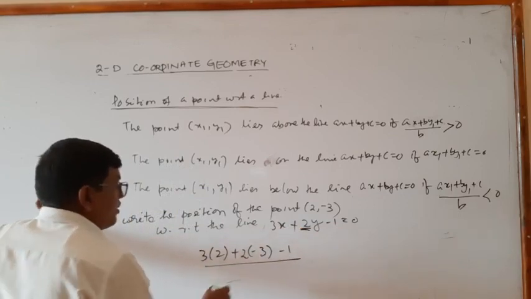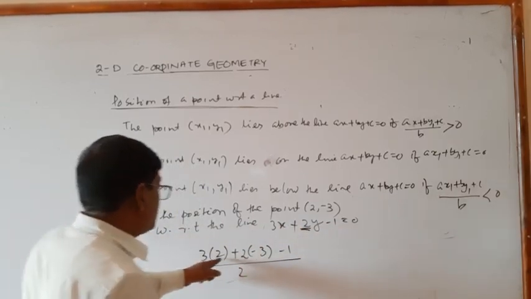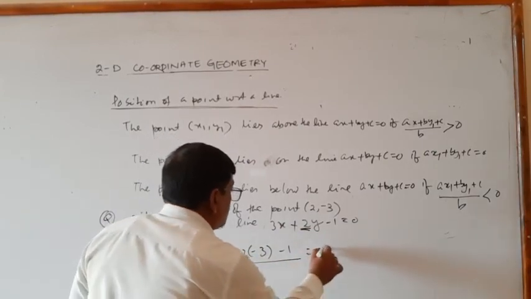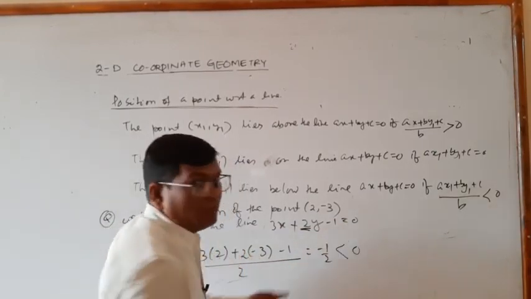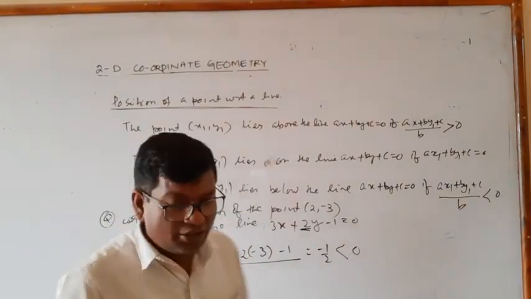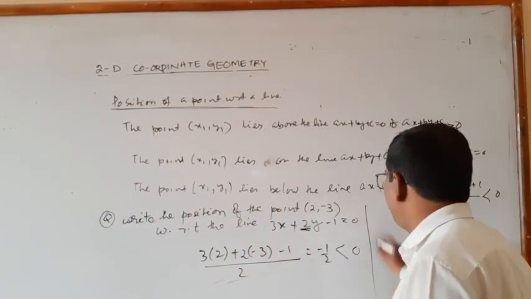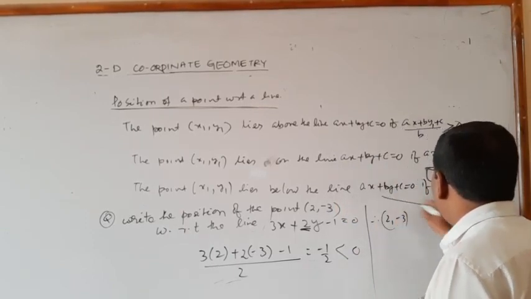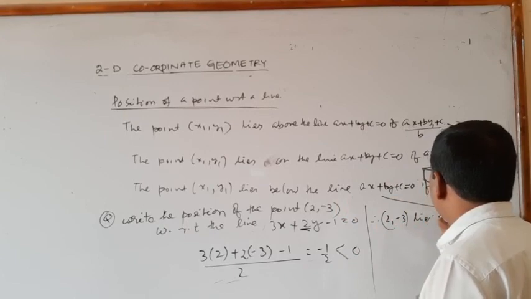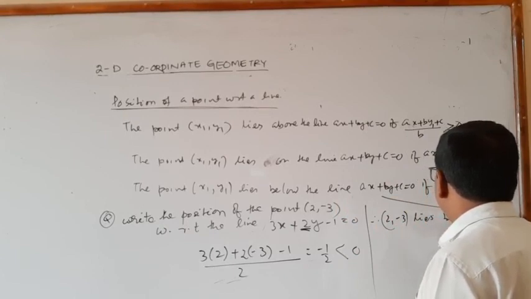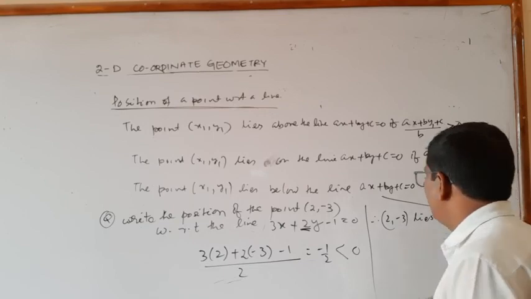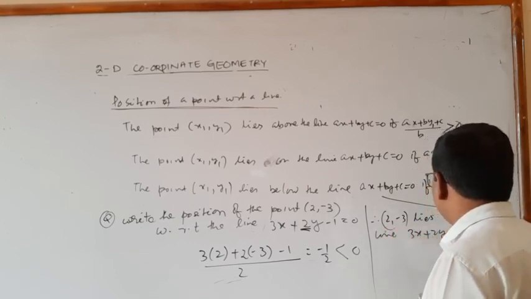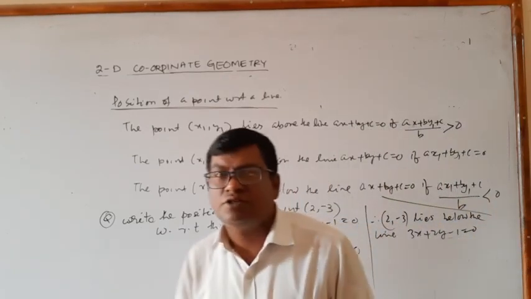Divide by the y coefficient, 2. So this is plus 6 minus 6 cancel. So minus 1 by 2 is less than 0. Minus is less than 0. Therefore the point 2 comma minus 3 lies below the line 3x plus 2y minus 1 equal to 0.